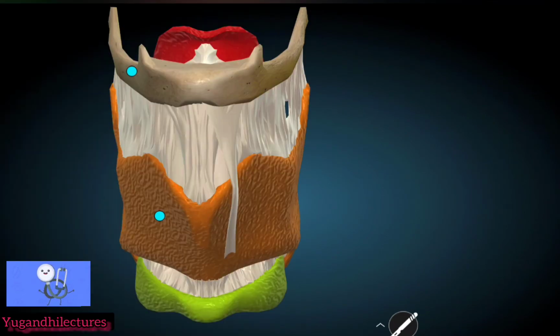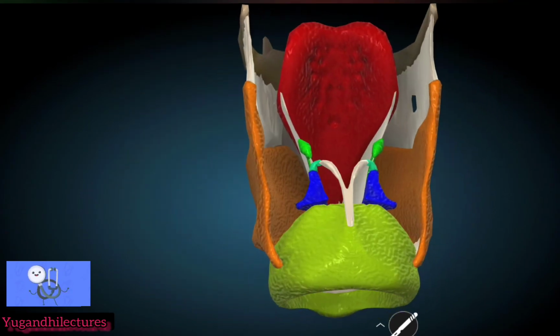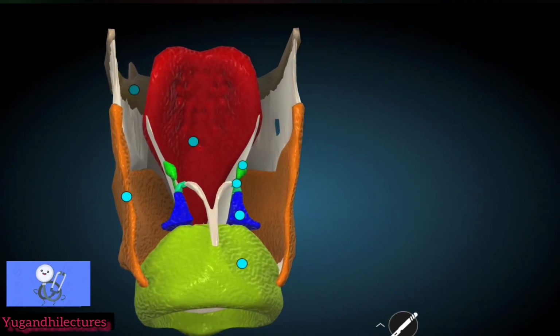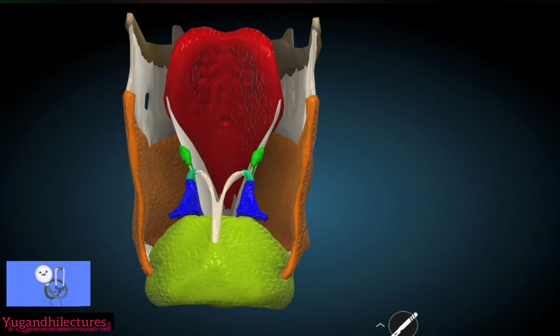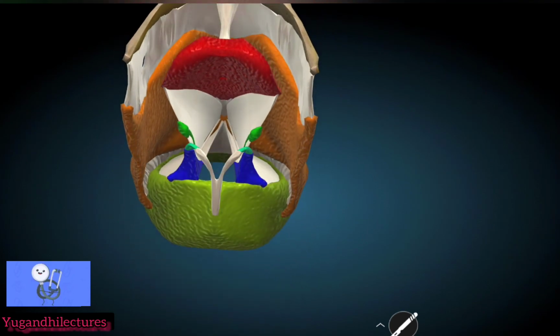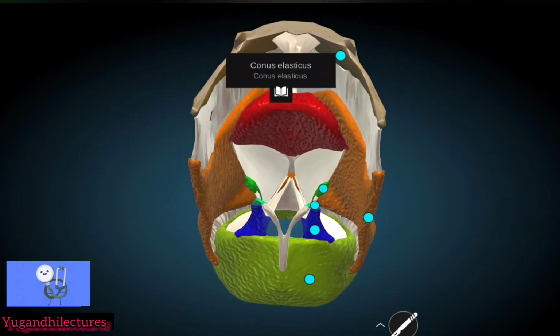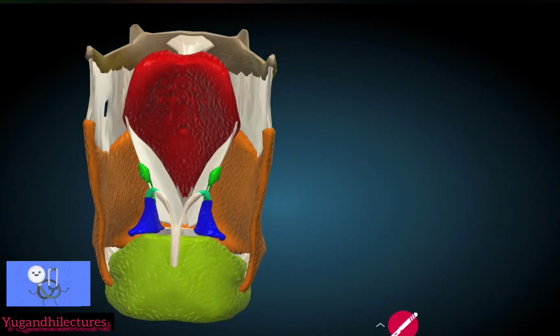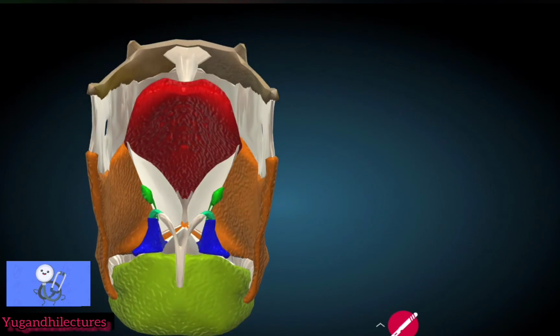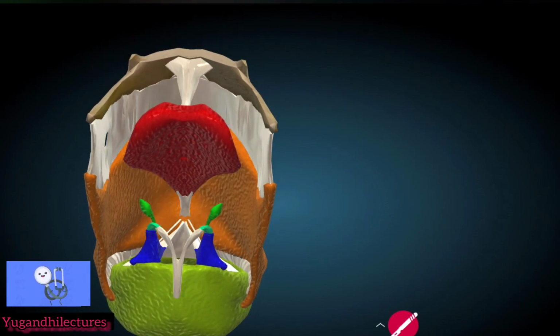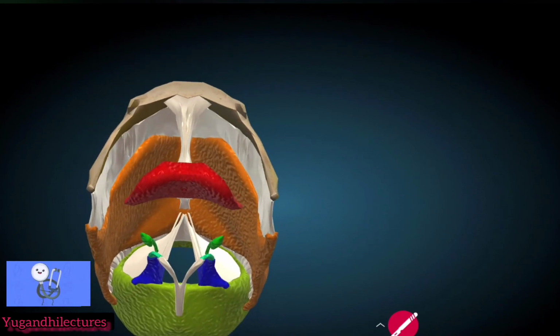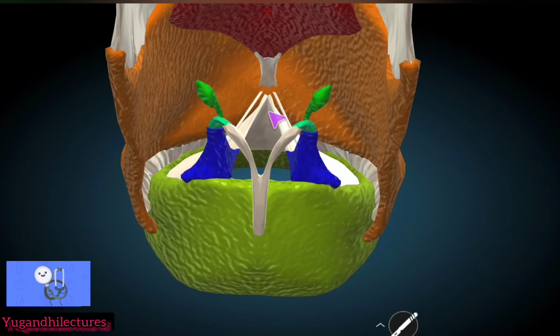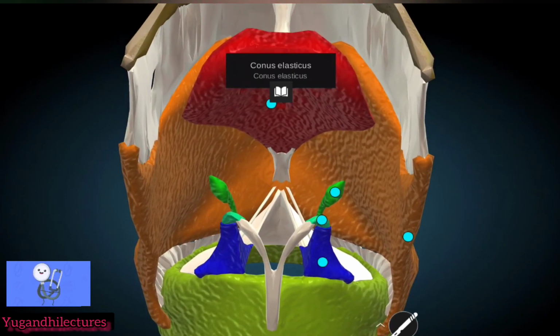Another important feature of the inferior border is that it is connected with the cricoid cartilage by means of the conus elasticus. That is, the conus elasticus gets inserted into the inferior border of the thyroid cartilage, and that too on the median plane. You can see this is the conus elasticus. Now I am going to remove some structures so that you can easily appreciate it. So this is the conus elasticus. You can see how it is attached to the inferior border of the thyroid cartilage.